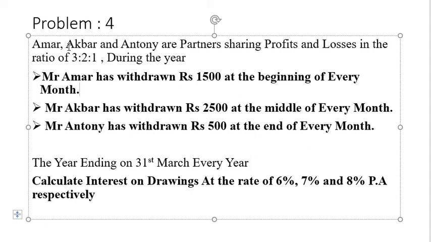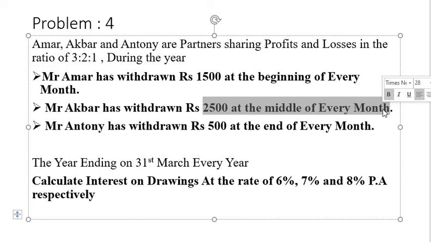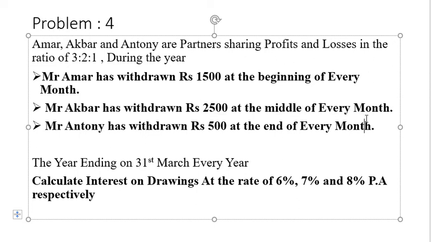Now the second partner, Mr. Akbar, is also withdrawing money. Mr. Akbar has withdrawn rupees 2500 at the middle of every month. Middle of every month means the 15th of every month: 15th April, 15th May, 15th June, 15th July, August, September, till March 15th.